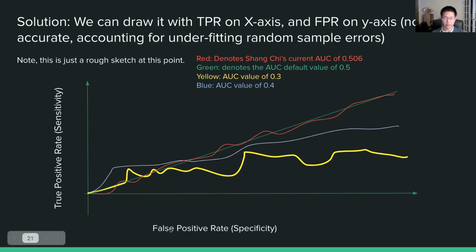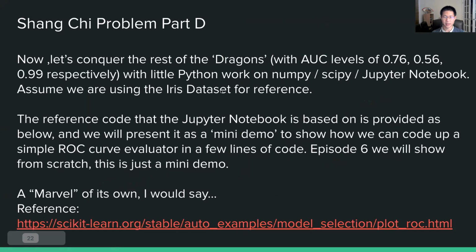The false positive rate is specificity, and the true positive rate is sensitivity. From AI, that's how you basically determine your sensitivity and specificity. It's from that confusion matrix. And now we finally conquered the rest of the dragons with AOC levels of 0.76, 0.56, and 0.99, which is almost perfect, respectively, with a little Python work on NumPy, SciPy, Jupyter Notebook.